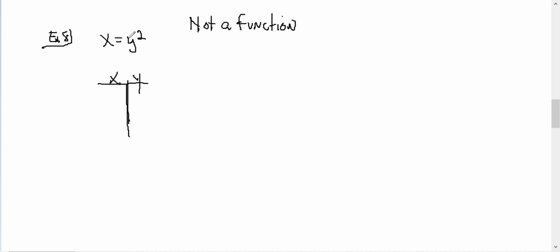So I could say if y is 3, then x is 9. Okay, I could say when y is 1, x is 1. How about when y is negative 3? If y is negative 3, then x is going to be 9.